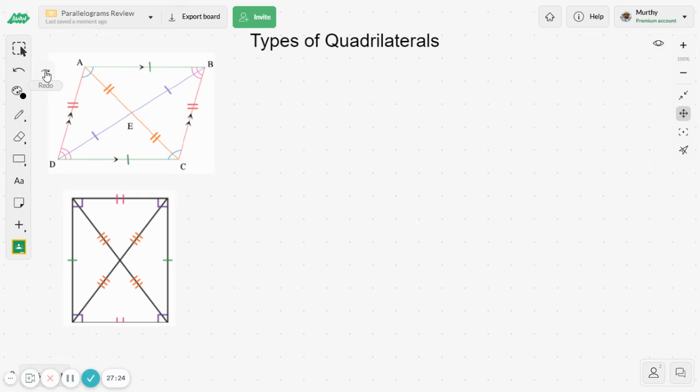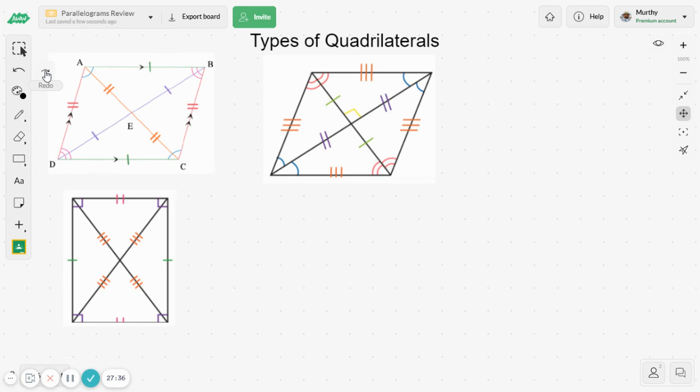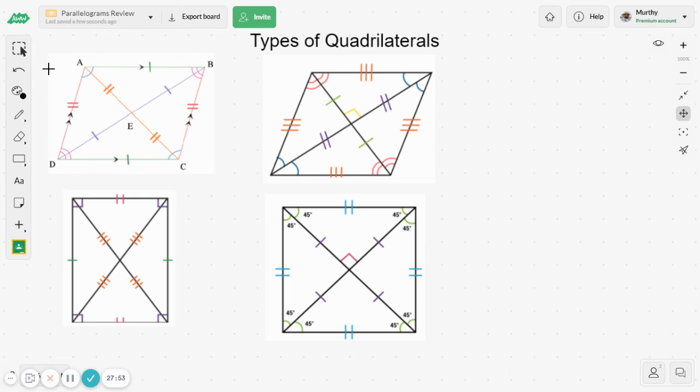When it comes to a rectangle, almost all the properties of a parallelogram are taken. In addition to that, all four corners are at 90 degrees. Next, a rhombus. Again, we take all the properties of a parallelogram plus an additional property: the diagonals bisect each other at 90 degrees.